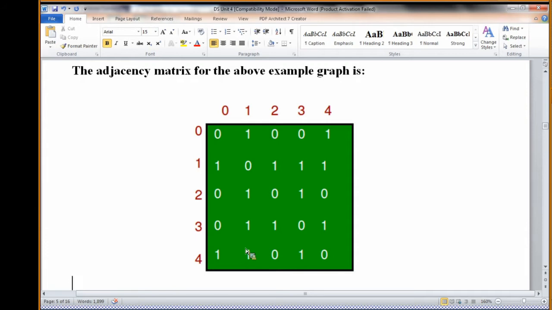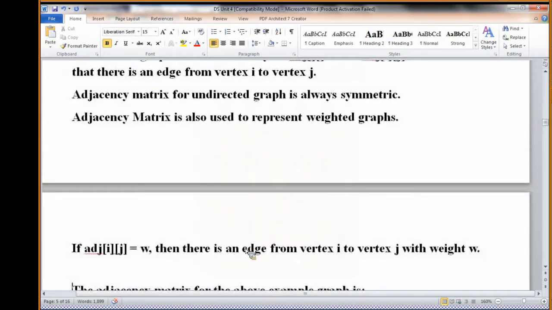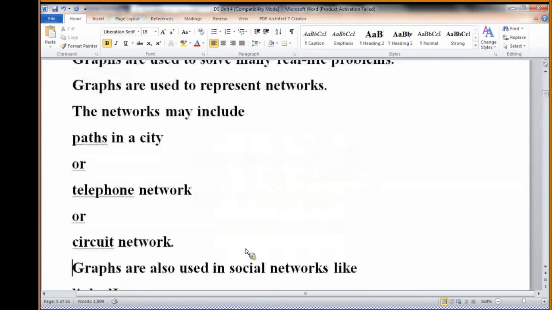Those are the other kinds of graph theory applications. Here 0 and 4 are connected, 4 and 1 are connected, 4 and 2 not connected, 4 and 3 connected. So from 4 to 0, 1, 2, 3, 4, there are 3 connections, and all will be represented with 1. So the adjacency matrix for the above example will be like this. Please note down this graph first.